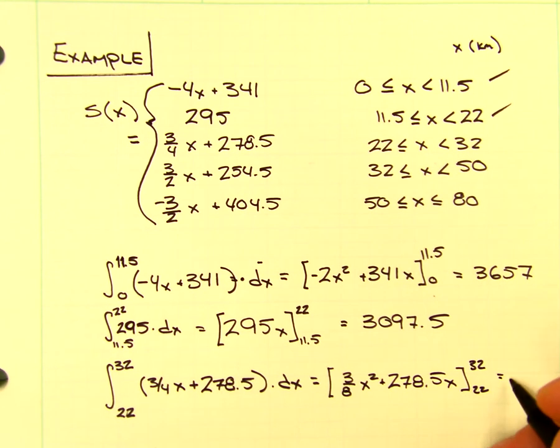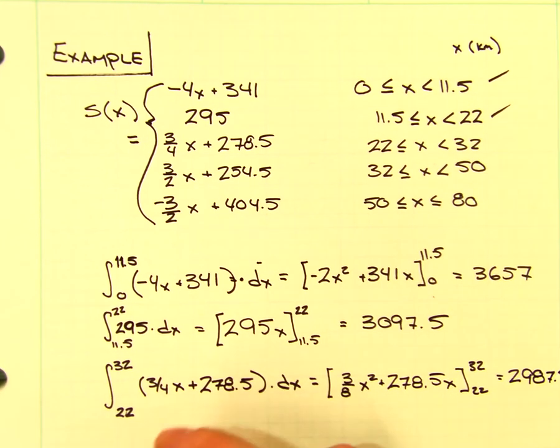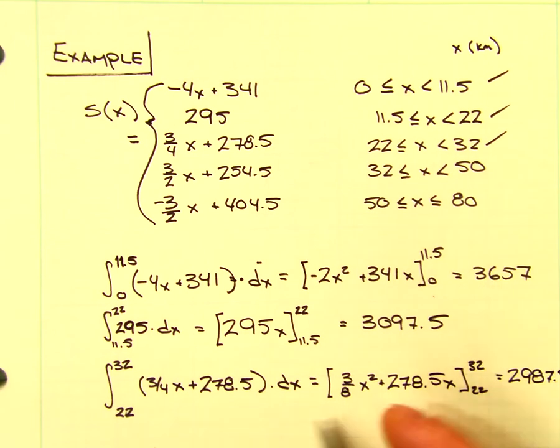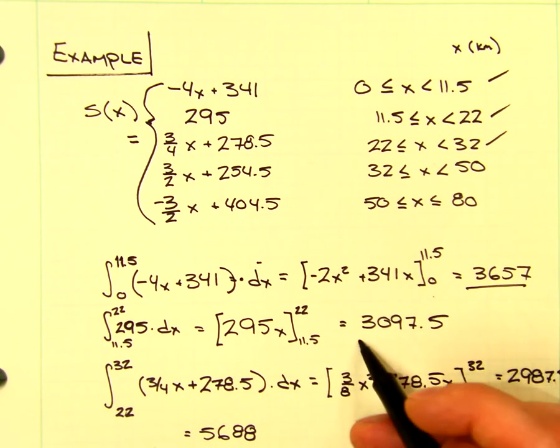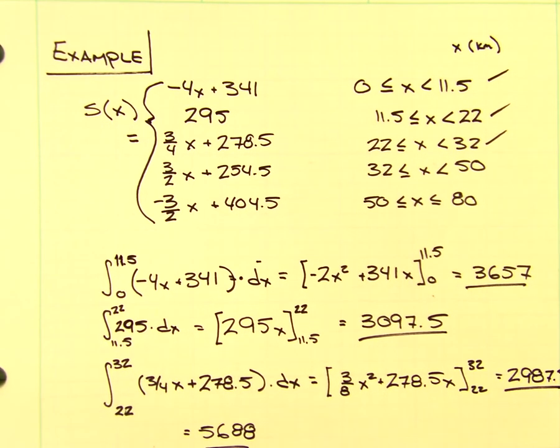Once again, you can do the math here real quick. You end up with 2,987.5. So that takes care of that one. The other one is going to be equal to 5688 total, and the last one is going to be 9210. So all I need to do is add each one of these separate values.